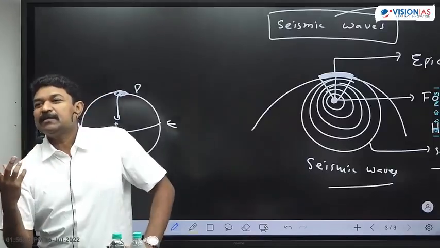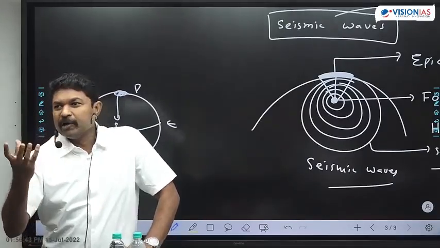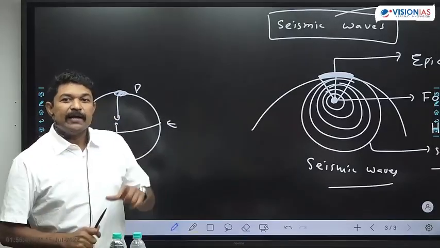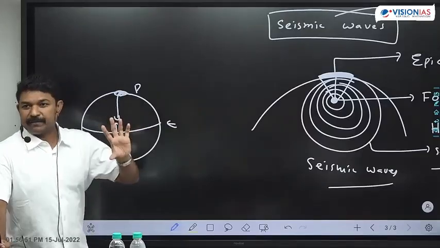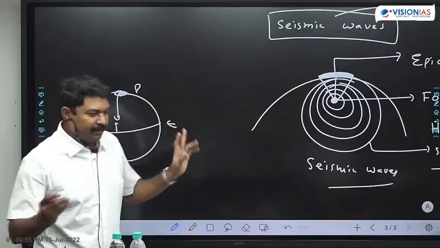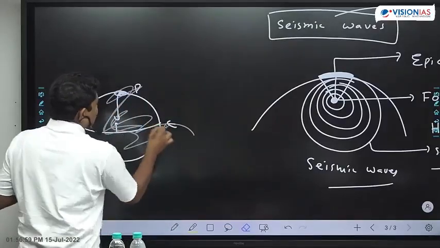How much less? Is it in hundreds of kilometers? Only a few kilometers. Only a few kilometers distance is less. Therefore, it is also one of the reasons why the gravitational pull is more along the equator. But what is the main reason? It is the surface area. Is it clear? This is the doubt of one of our friends. Let us not go into this one.